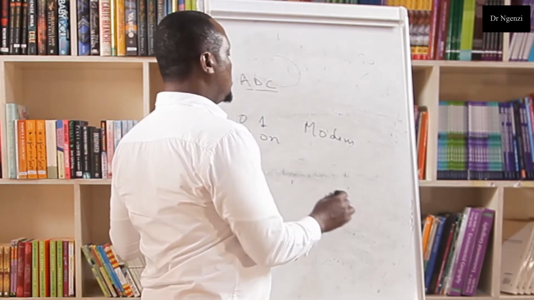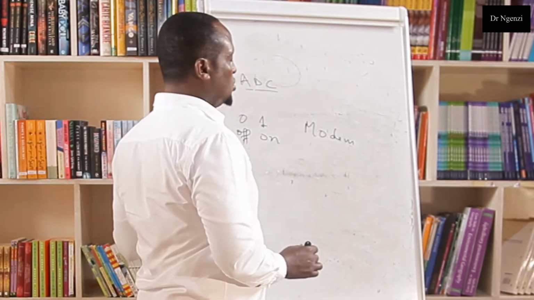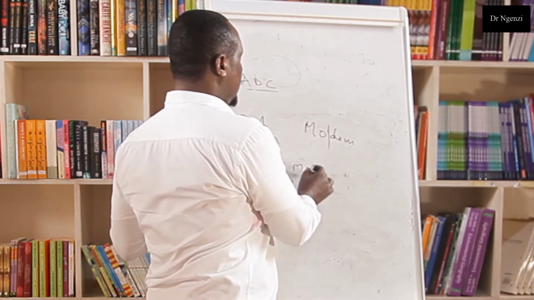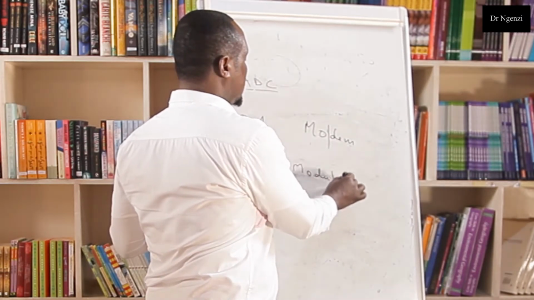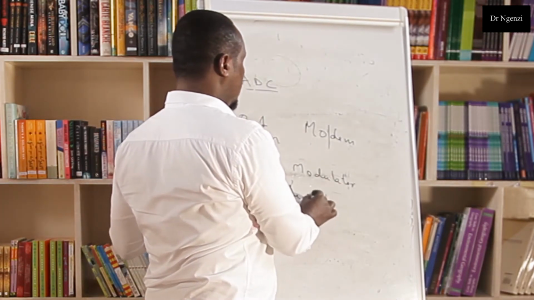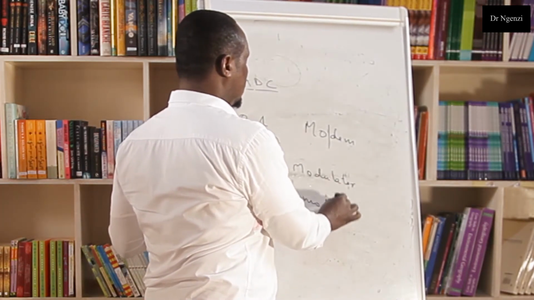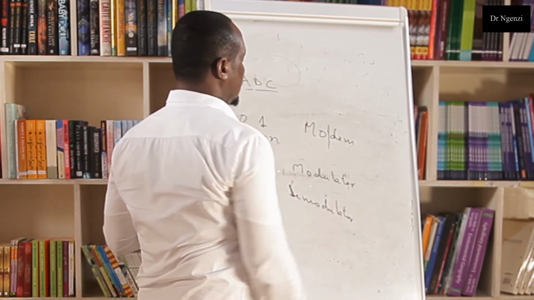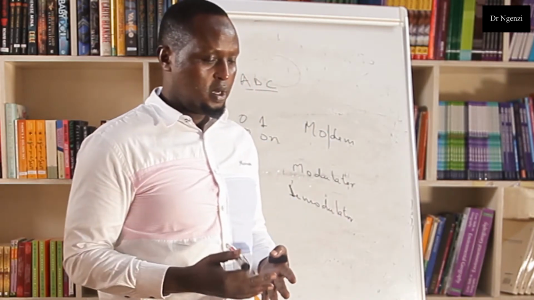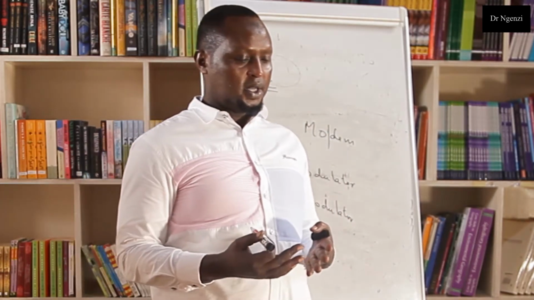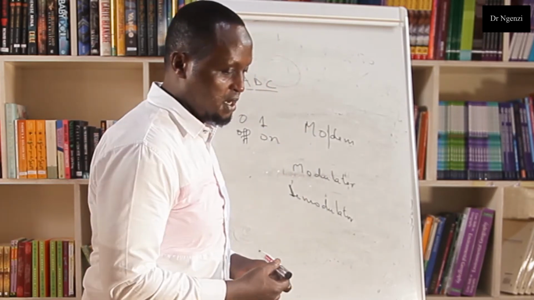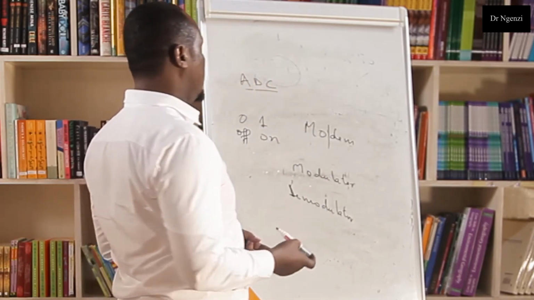So the modem is going to be divided into two portions. One is going to be the modulator, another one is going to be the demodulator. So what does it mean? It's an electronic device that makes a transmission of data from a computer.